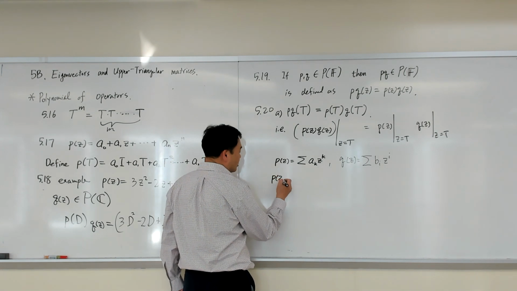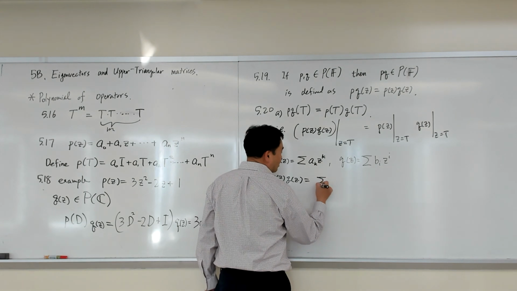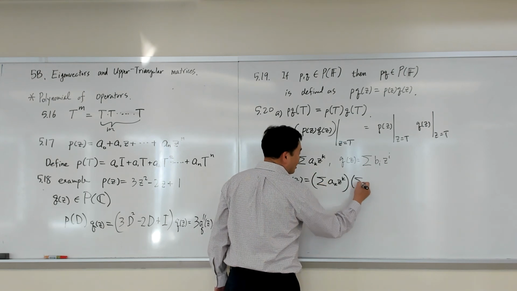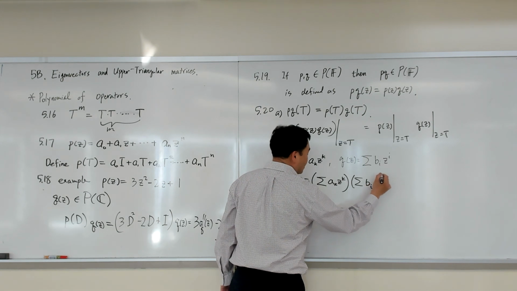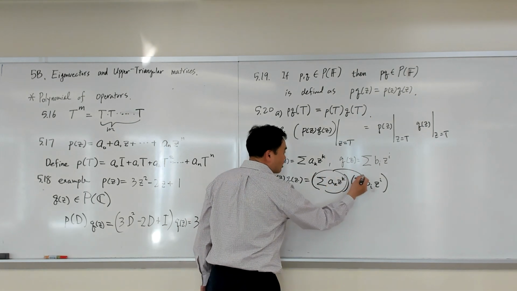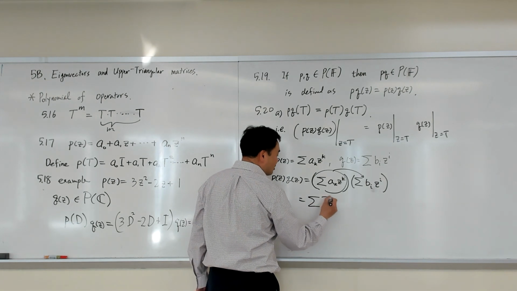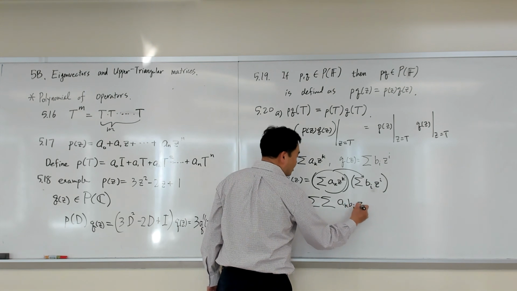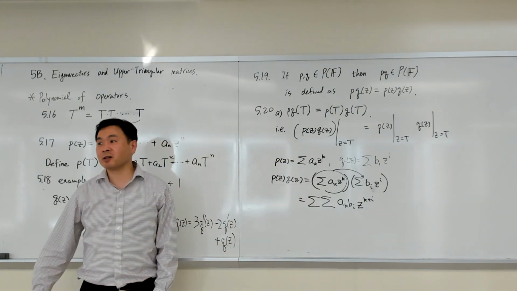P(z) Q(z) is the summation of a_k z^k times the summation of b_i z^i, and then this can go inside the summation, and this can also go inside. So you end up with a double summation of a_k b_i z^(k+i). That happens. Okay.